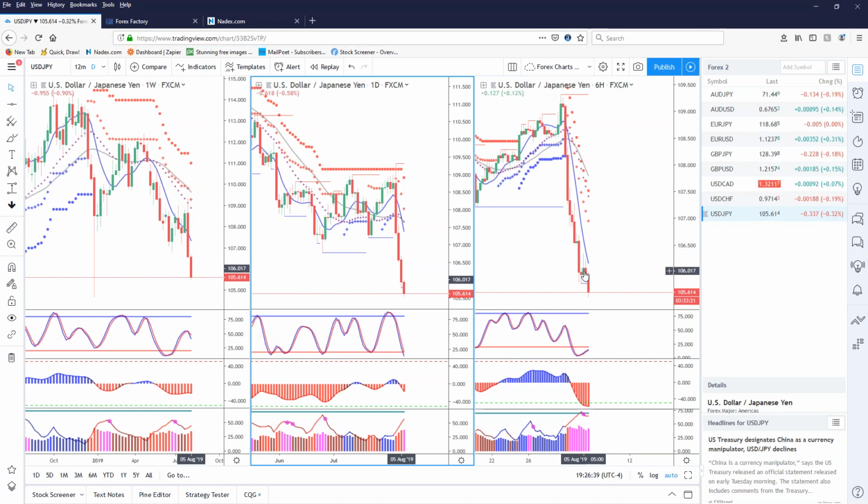If you had went long on this one, do you see how they came right back and took you out or caused you to have a loss? That's why I'm saying be very careful right now, because this is a reaction to what's happening in the world around us, which is pretty phenomenal.